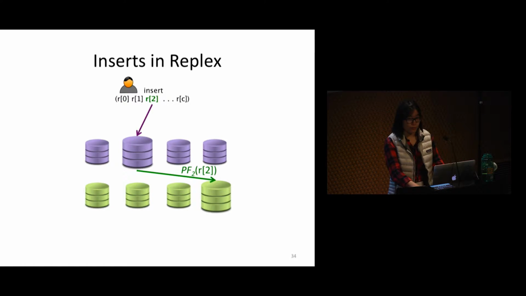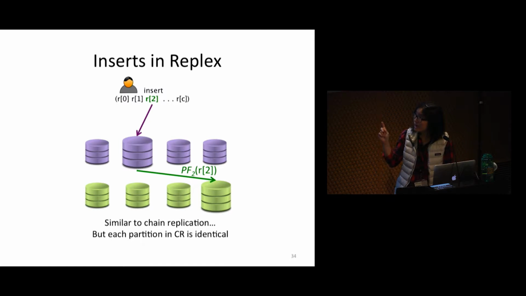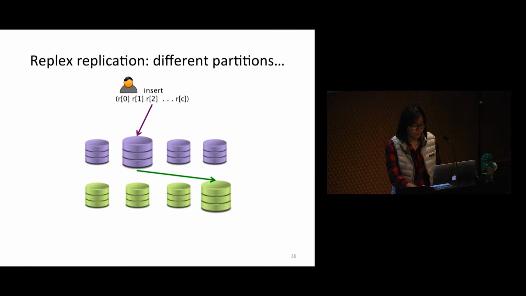And for those of you who are familiar with it, you might be thinking, okay, this is basically chain replication, right? And yes, it's similar to chain replication. But there's a difference, because each partition in chain replication is identical. So this is what the diagram would look like if we were doing chain replication. But in our replication protocol, you have to go to a purple partition and a green partition. And in fact, this means we need to modify our replication protocol with a commit bit.